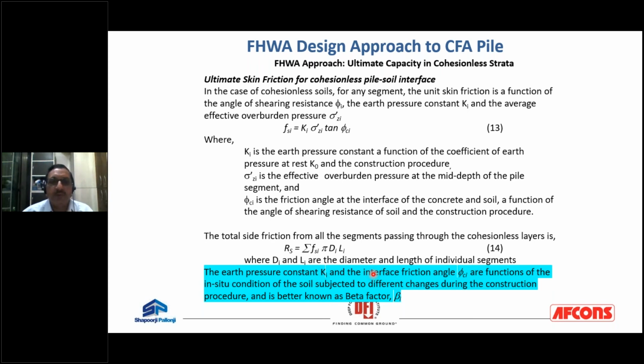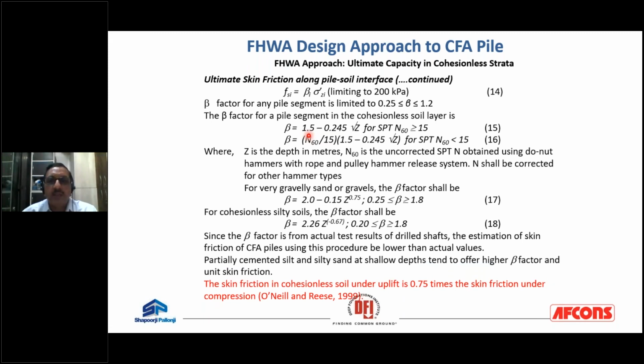If we come to the cohesionless material, we have a very candid definition of a certain factor, the beta factor, that takes into account the in situ behavior of such a pile. The beta factor here is very clearly defined. FSI, you'll find, is a function of the vertical stress, the overburden, multiplied by the beta factor. The beta factor has been seen to vary with the SPT and it varies with the depth. So without going in for any form of variation of the overburden pressure, the beta factor has been clearly used to analyze and find out the capacity in terms of side shear for the cohesionless material. For the skin friction of a cohesionless material, we can use a 0.75 factor if we are taking up the uplift value of the CFA pile.